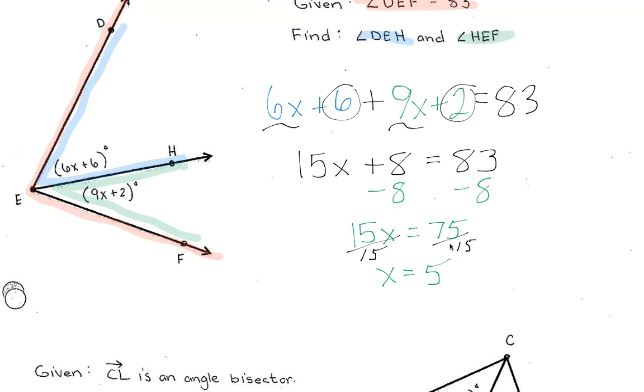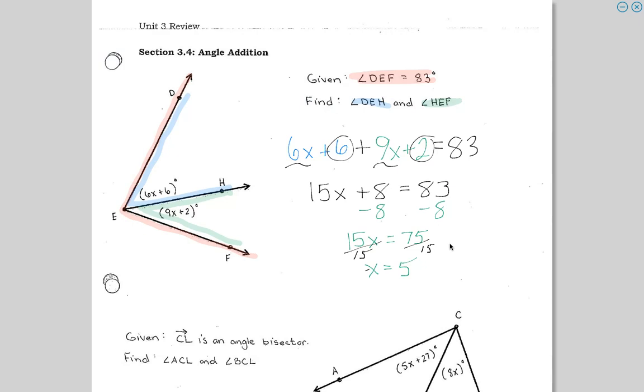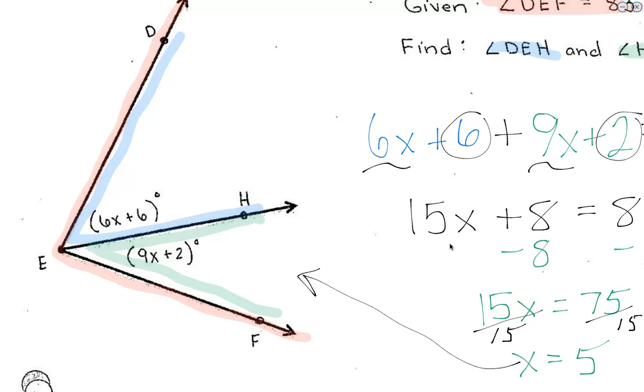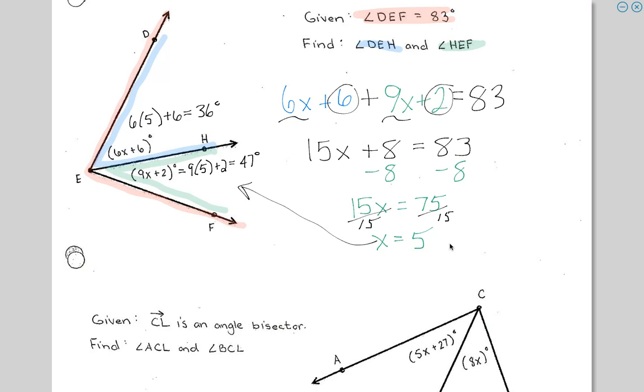So make sure we answer the question. Yes, we did find X, but now let's take it and plug it back in. That means 6 times 5, which is 30, plus 6 equals 36 degrees. 9 times 5, which is 45, plus 2, which is 47 degrees. So there's one answer, and there's our other answer.